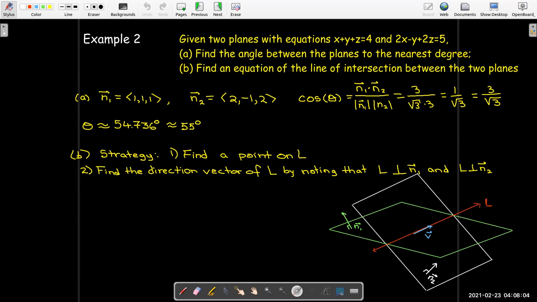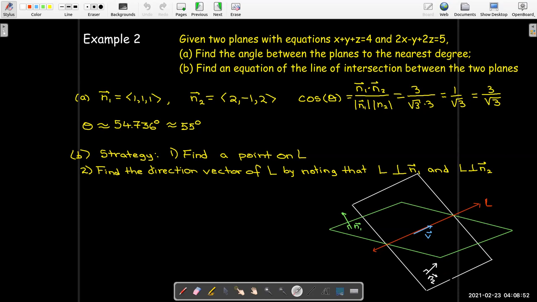So here I have a diagram. I have my two planes represented by the green plane and the white plane. My line of intersection is this red line L, and the direction vector V is parallel to the line L. So think about this. Because L is contained within both planes, the vector V is contained within both planes. And since it's contained in the green plane, then n1 dotted with V must be 0, and n2 dotted with V must be 0. That is, V is orthogonal to both n1 and n2.